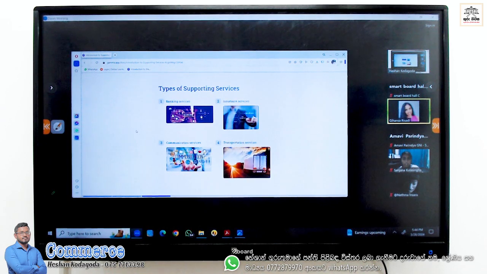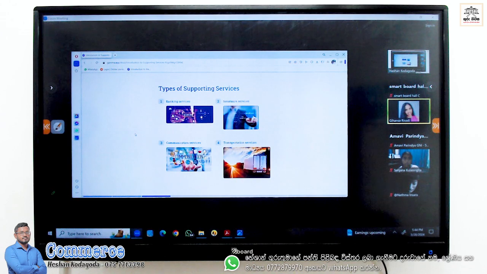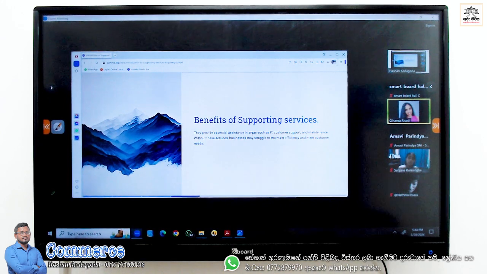Types of supporting services: banking services, insurance services, communication services, and transportation services. So, before that, the benefits of supporting services. They provide essential assistance in areas such as IT, customer support, and maintenance. Without these services, businesses may struggle to maintain efficiency and meet customer needs.